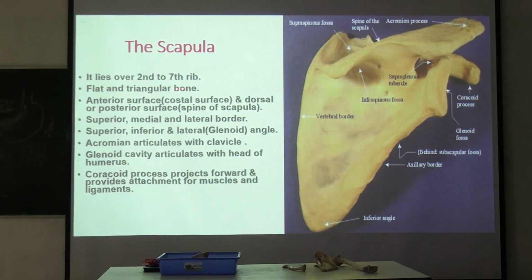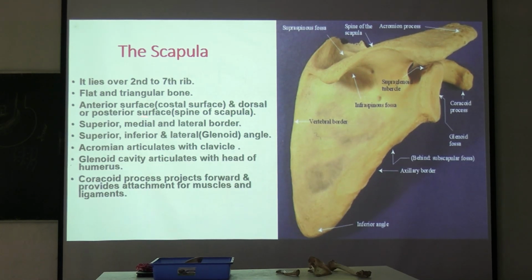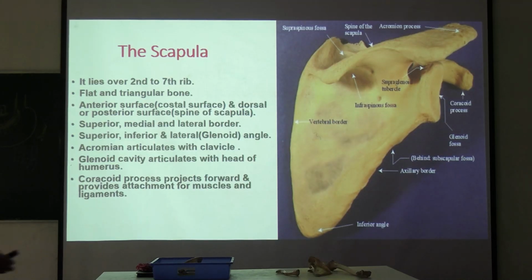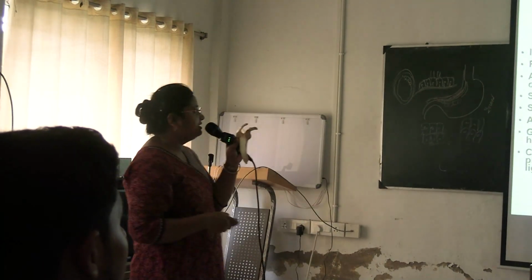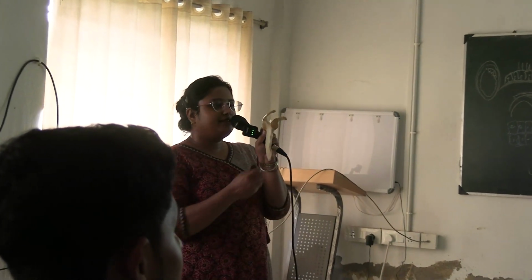It is a flat triangular bone. You can see its anterior surface is known as the costal surface. So this one is the costal surface. It is concave. The anterior surface is the costal surface, and the dorsal or posterior surface has the spine of the scapula. So this is the posterior or dorsal surface of the scapula.